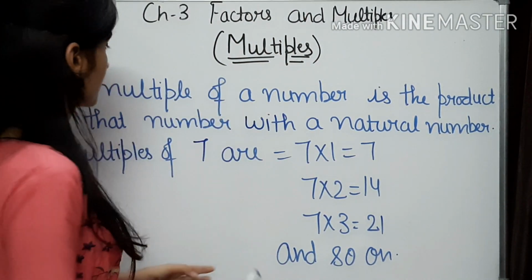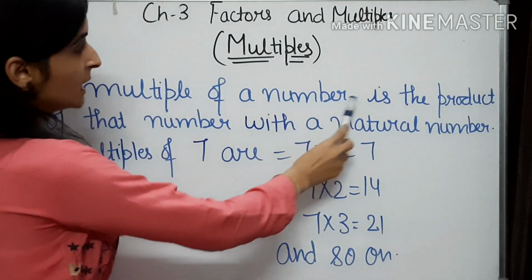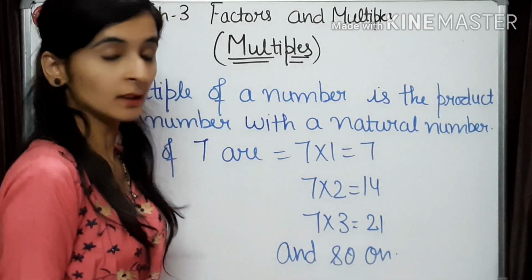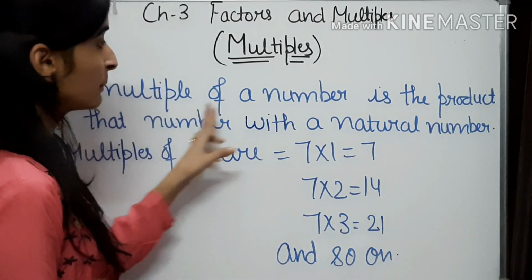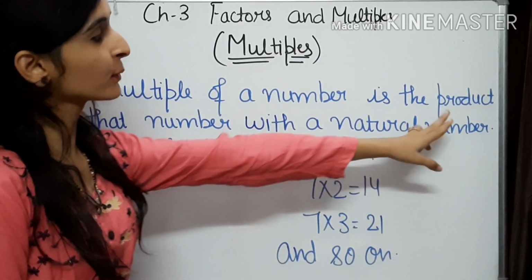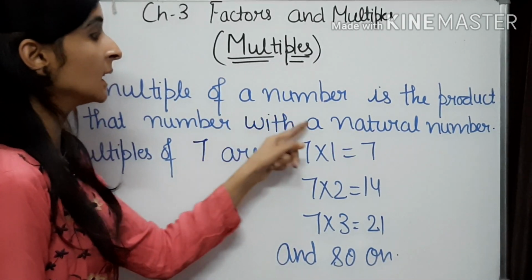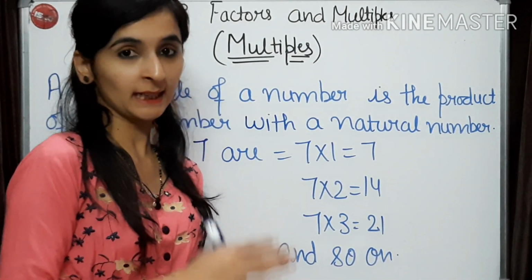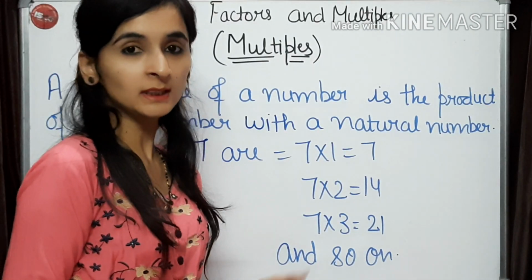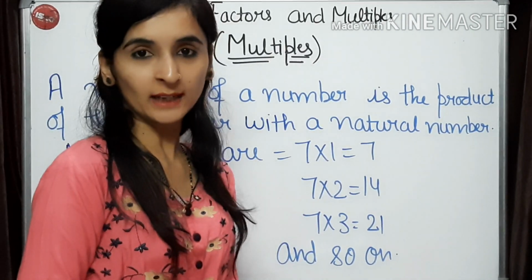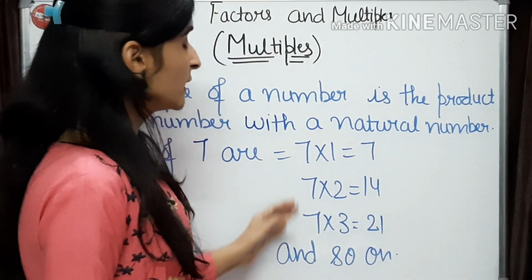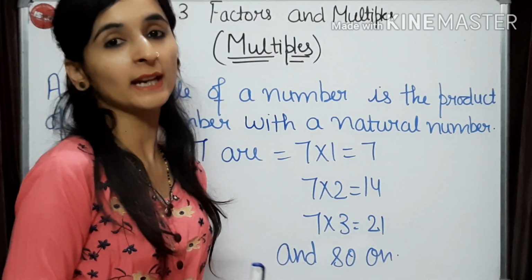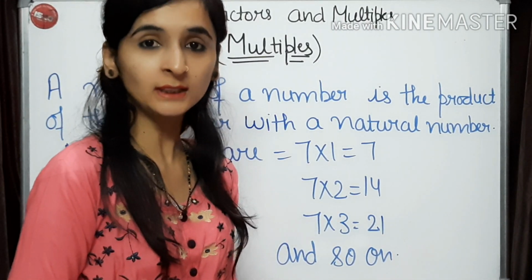What are multiples? A multiple of a number is the product of that number with a natural number. Whenever we multiply any number by any natural number, then we get the multiple of that given number. Okay, so we can find many multiples, or we can say we can find infinite multiples of a given number.